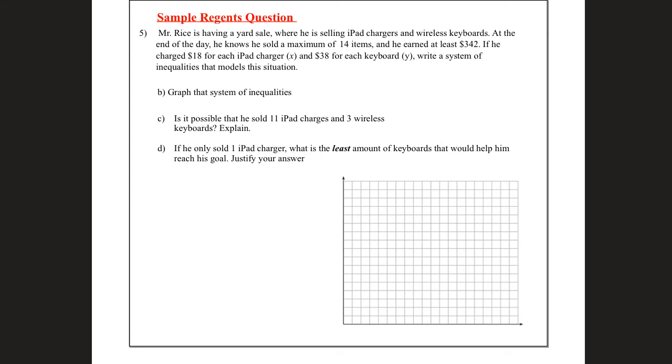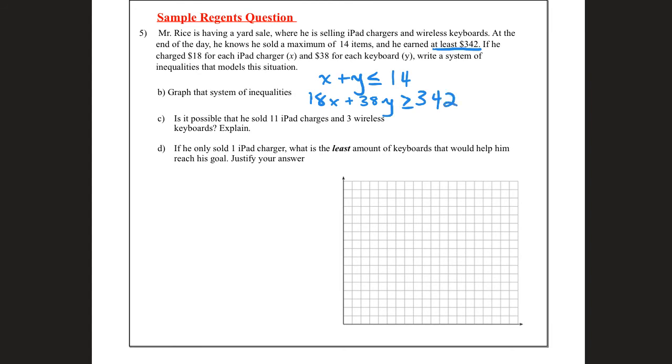So they do announce the variables, so we don't have to use let statements here. We're going to be using x for iPad and y for keyboard. So a maximum of 14 items are sold, and these are the only items. So maximum, remember, means less than or equal to. Okay, second inequality is going to be our money one. So $18 for an iPad charger and $38 for a keyboard. And I made at least 342. At least means greater than or equal to.